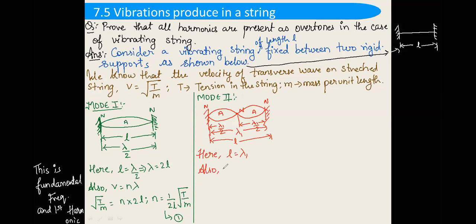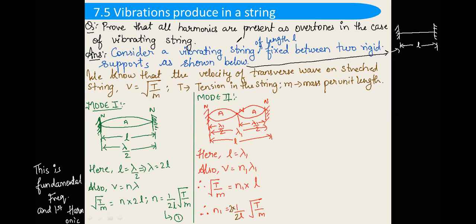Also, V is equal to N lambda, but here the notation is lambda 1, so the frequency will be N1. So we will substitute the values. V is the square root of T by M, equal to N1 into lambda 1, and the value of lambda 1 is L. So N1 is equal to 1 divided by L into the square root of T by M. But if we compare this with equation number 1, we can say that a 2 is missing. It is 1 upon 2L, and here it is simply 1 upon L. So we will adjust the 2, and 2 and 2 get multiplied.